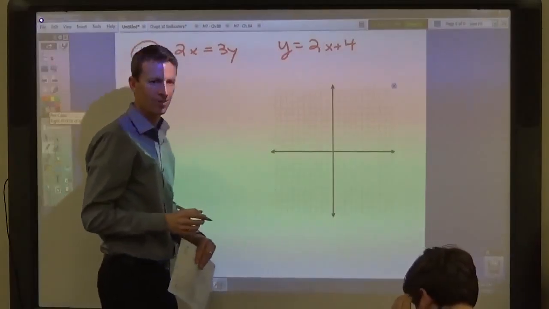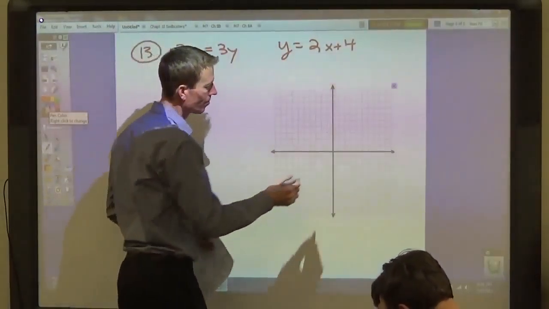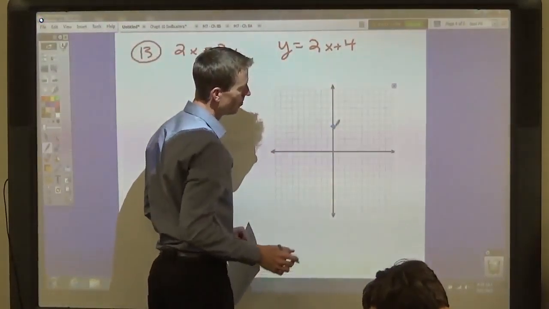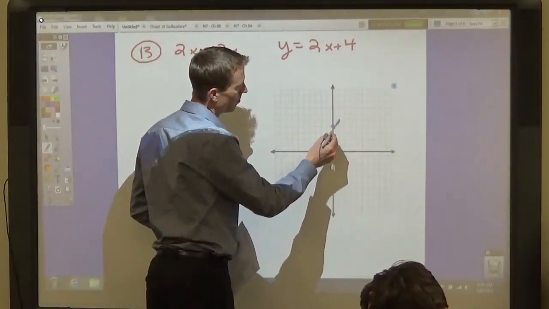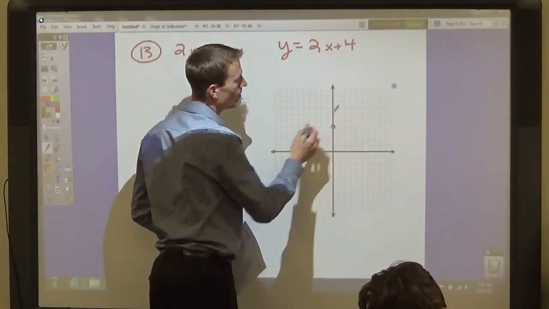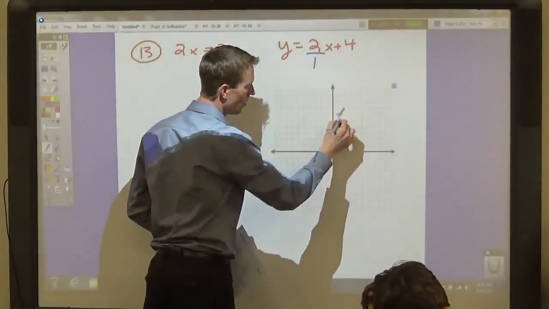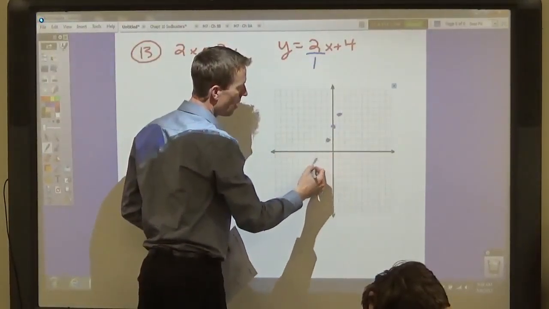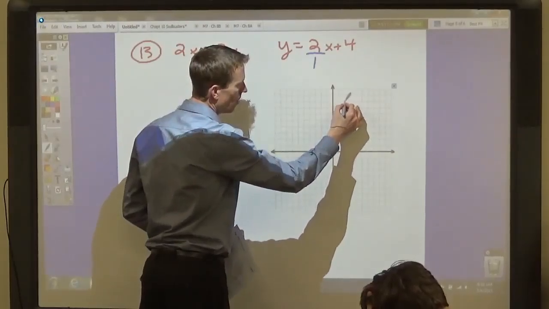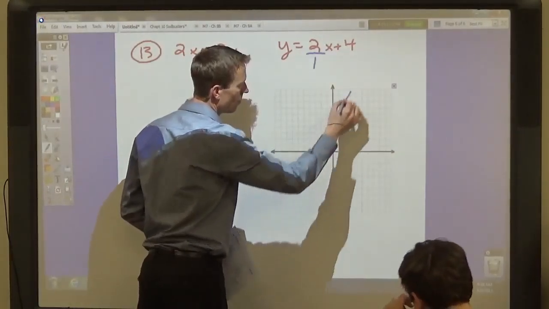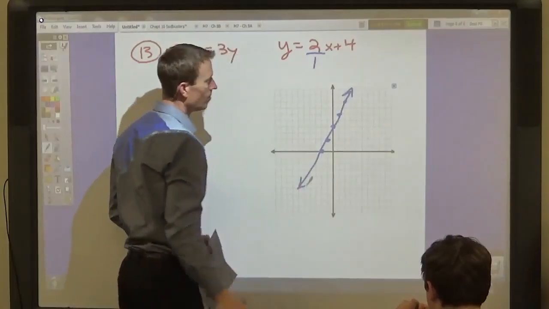Okay, so you go up 4. And then you would go up 2 over 1, or down, to make the line. Yep.